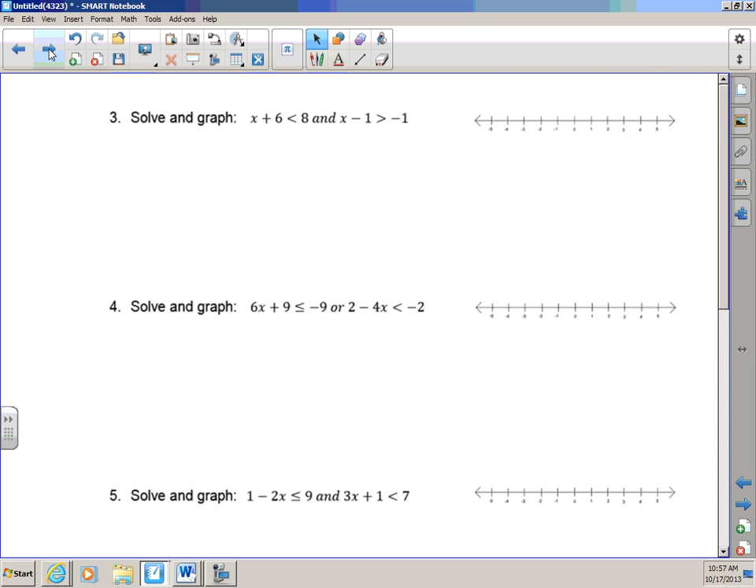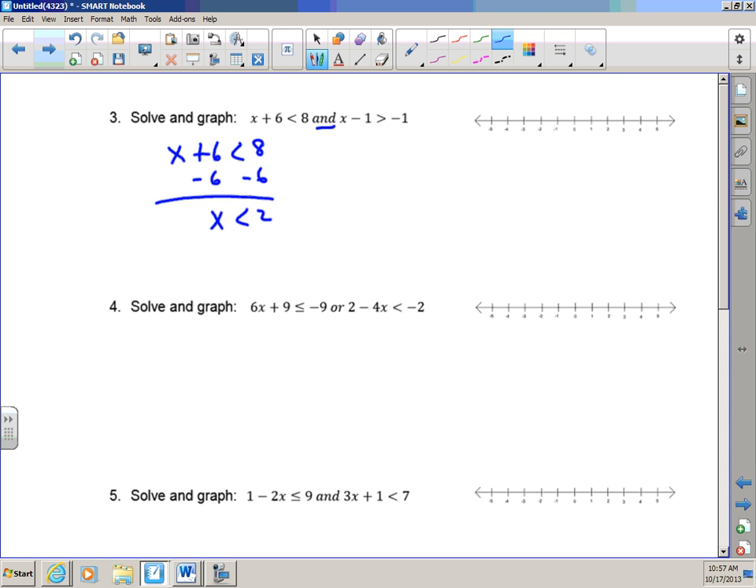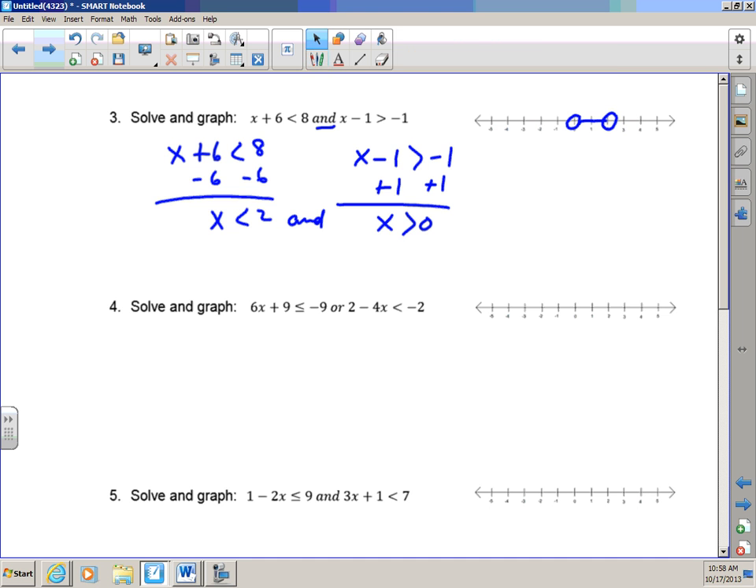All right, so let's run through the next examples. I have the compound inequality separated by and. Just solve them separately. I get x is less than 2, and x is greater than 0. I'm going to graph that on the number line. Open circles, and there's my solution set.